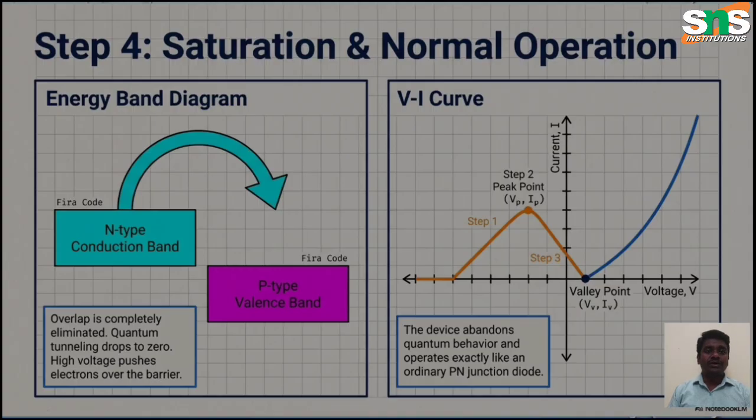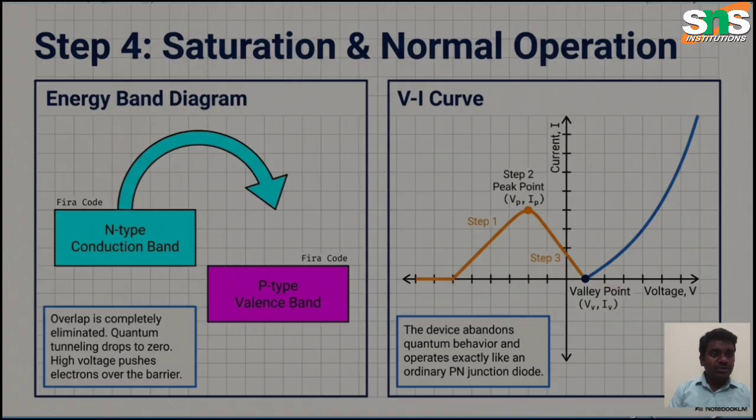Then the fourth step, or next stage, that is saturation or normal operation. Here the overlap is completely eliminated. Quantum tunneling drops to 0. High voltage pushes electrons over the barrier. In saturation mode we need more energy, so electrons pop into the p-type valence band from the n-type conduction band. See the diagram for this saturation mode.